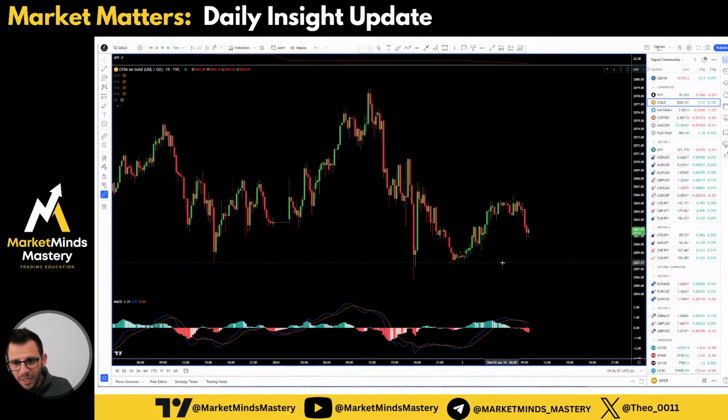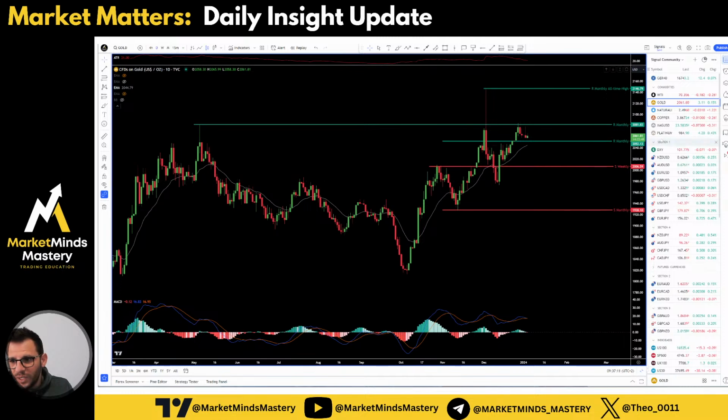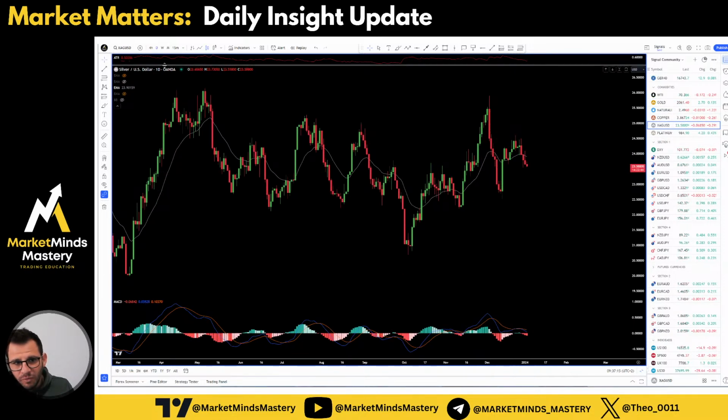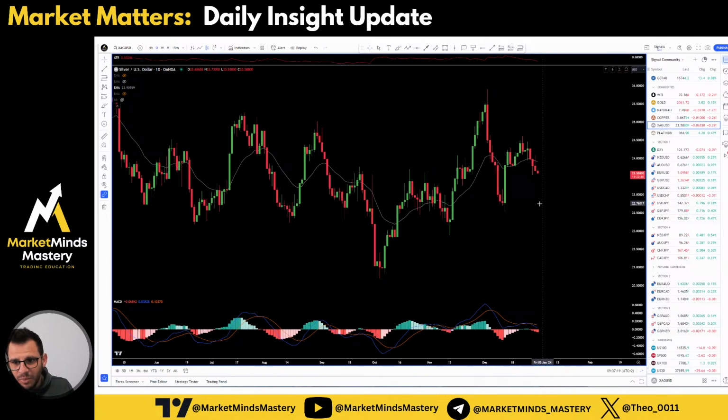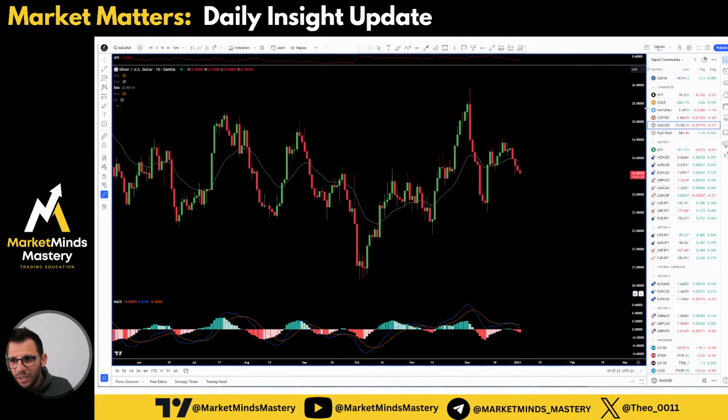If we want to trade the lower time frames, there is no identifiable pattern on this 15-minute chart, so I'm not looking to trade it. If I was about to look at the 15-minute chart to trade this one, the silver is a bit clearer compared to the gold.